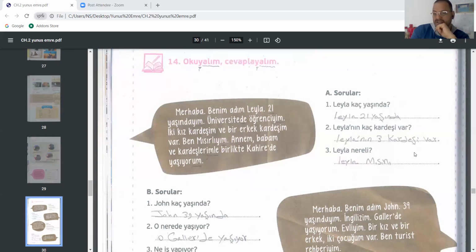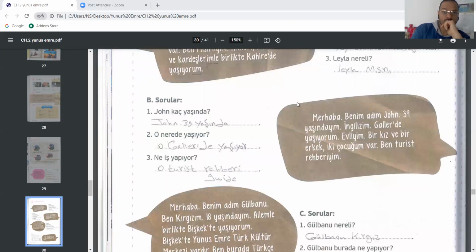Leyla kaç yaşında? Leyla 21 yaşında. Leyla'nın kaç kardeşi var? Leyla'nın 3 kardeşi var. Leyla nereli? Leyla Mısırlı. Sorular. John kaç yaşında? John 39 yaşında. O nerede yaşıyor? O Galler'de yaşıyor. Ne iş yapıyor? Turist rehberi, something like a guide.